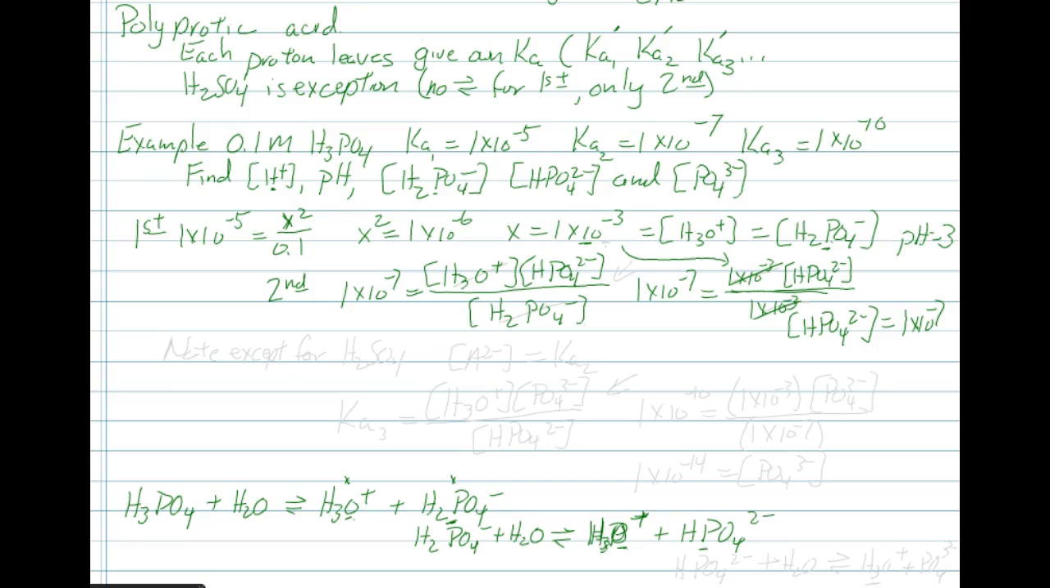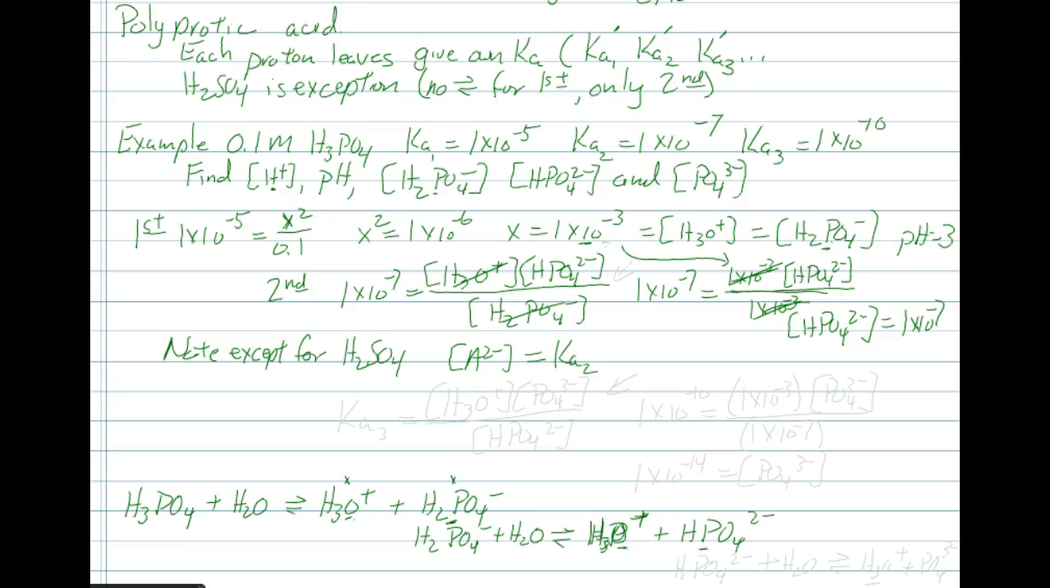Except for H2SO4, the concentration of the anion with a negative 2 charge will always be Ka sub 2. Always. Because that and that will cancel out. That and that will cancel out. Always. Because that's x and that's x. So that's a shortcut for you.